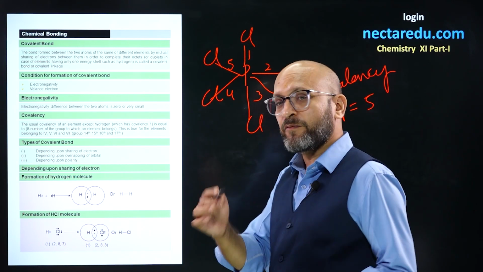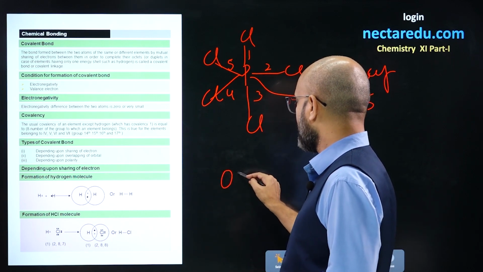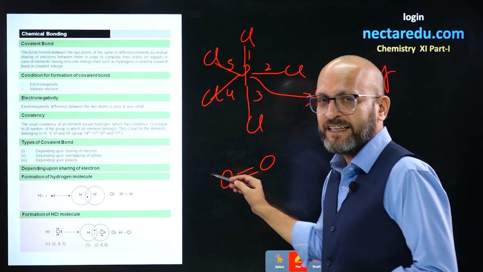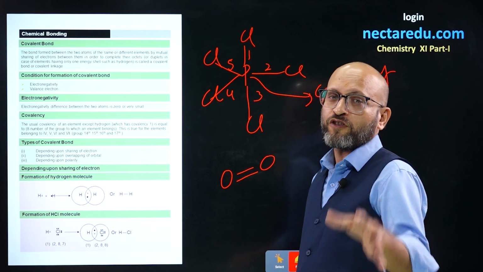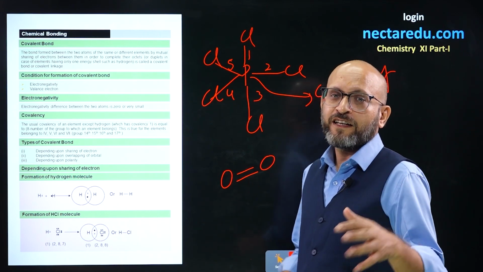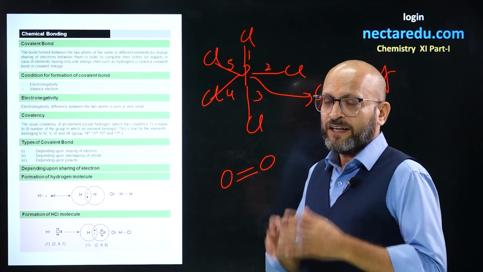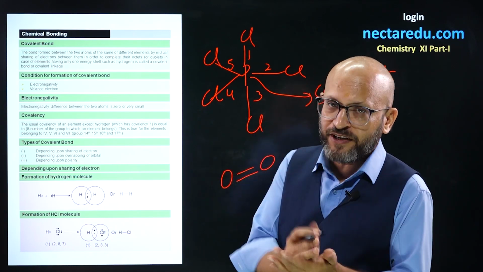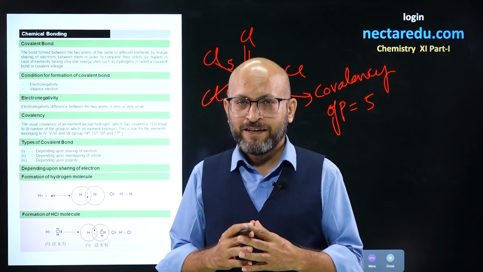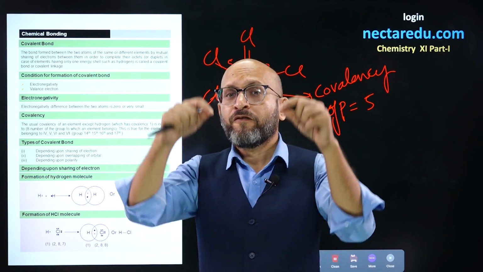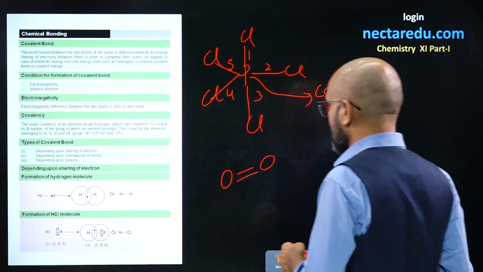Similarly, if we have another molecule, let's say an O2 molecule, then each atom of oxygen is forming 2 covalent bonds. So the covalency of oxygen here is 2. It depends on the molecule which is being formed, right? It is not a fixed value, it will vary depending on the structure of the molecule. So the total covalent bonds formed by each atom is known as its covalency, right?